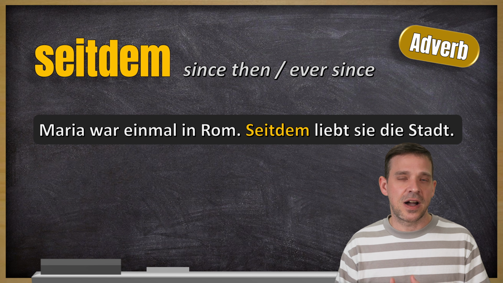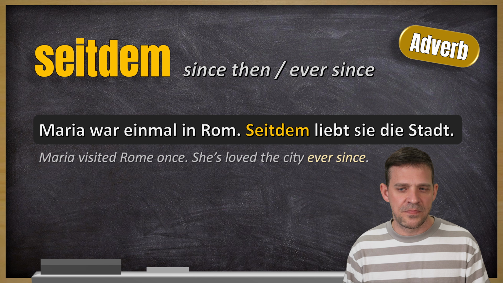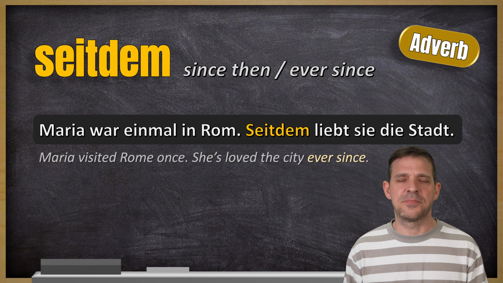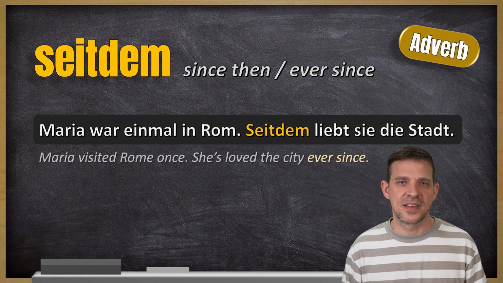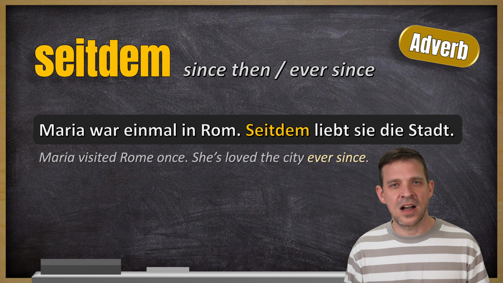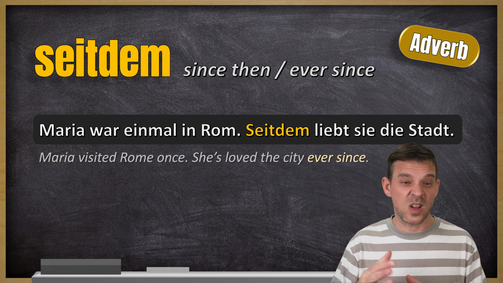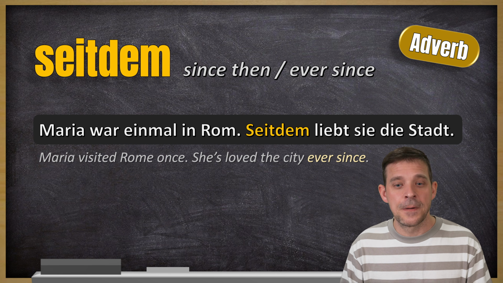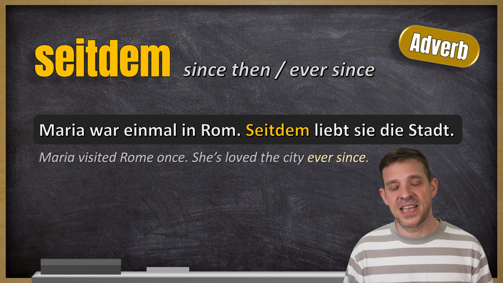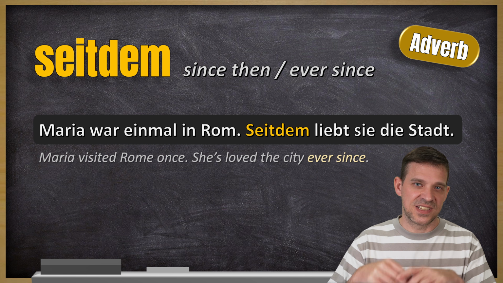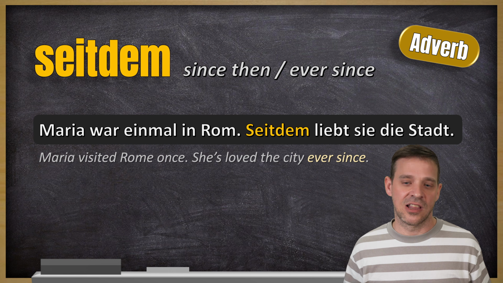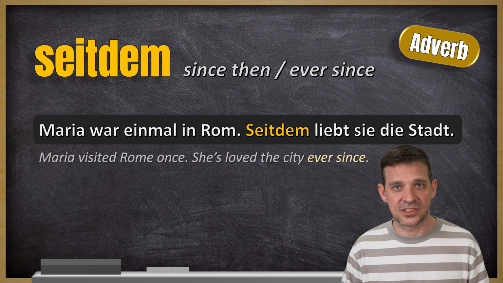Zum Beispiel, Maria war einmal in Rom. Seitdem liebt sie die Stadt. Maria visited Rome once, or was in Rome once. She has loved the city ever since, or, since then she loves the city, literal translation.